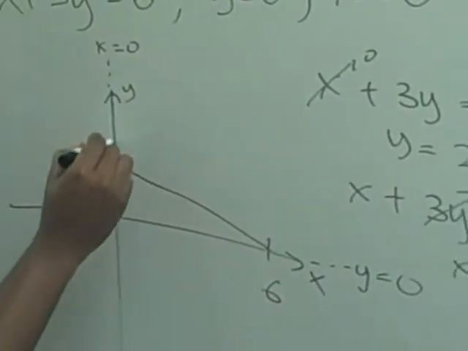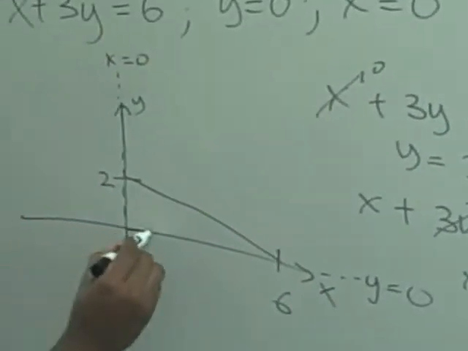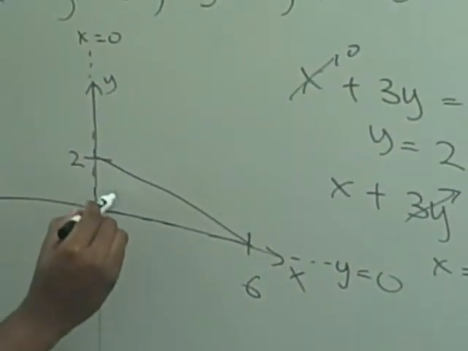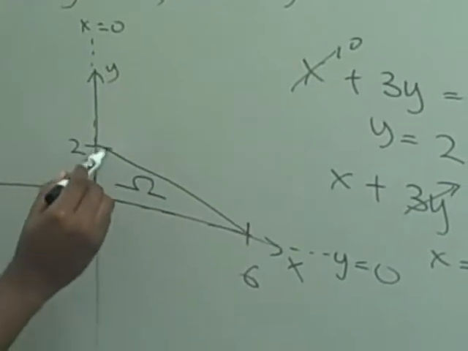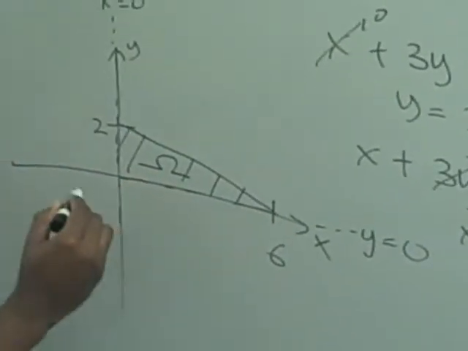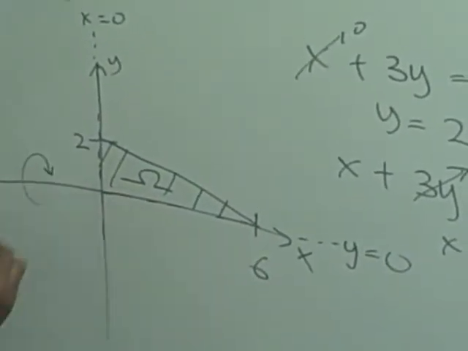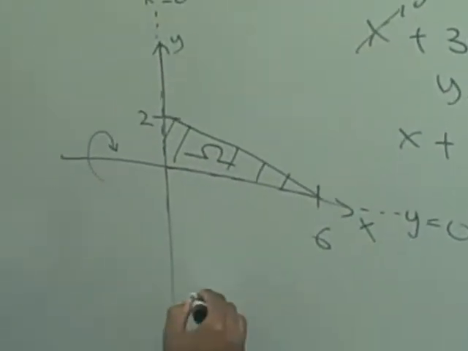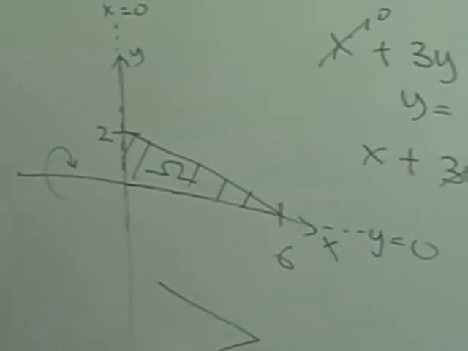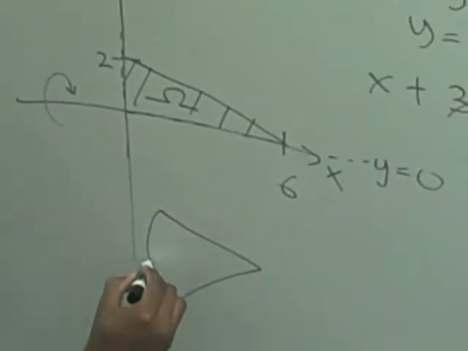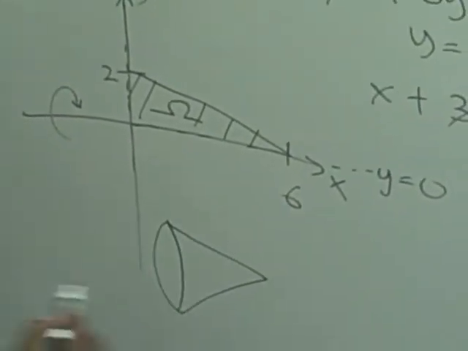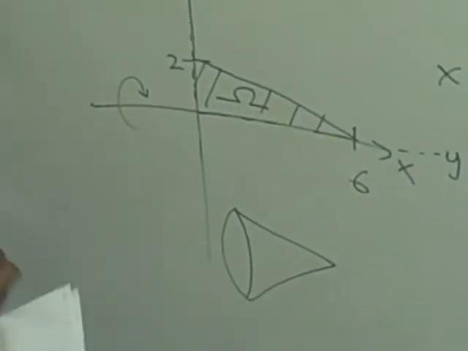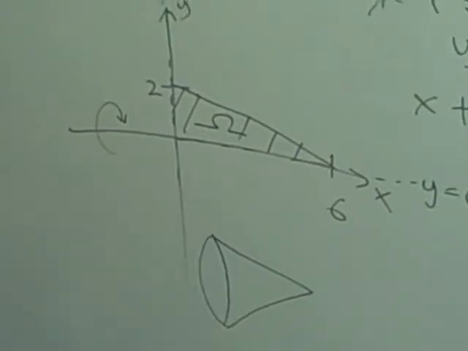Remember this is also a boundary. This axis and this axis, they're all boundaries. So this is the region omega that we have to rotate about the x-axis. If you rotate this, it's pretty simple to see that it's going to be something like this. It's going to make a cone. So let's proceed to writing the equations of this graph.